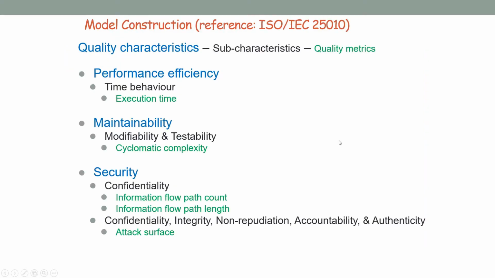DistFax uses 5 quality metrics: execution time, cycle complexity, information flow path count, information flow path length, and attack surfaces for different quality characteristics and their relevant subcharacteristics. These quality characteristics, performance efficiency, maintainability, and security, and subcharacteristics time behavior, modifiability, testability, confidentiality, integrity, non-repudiation, accountability, and authenticity refer to the standard quality model ISO IEC 25010.